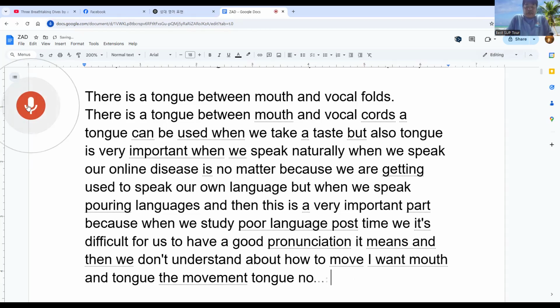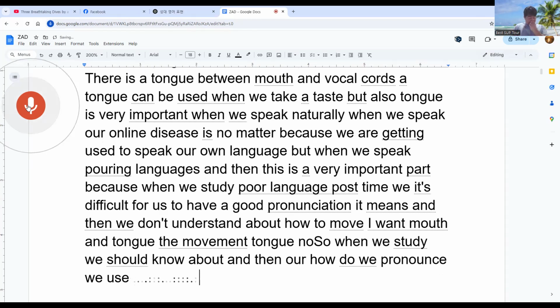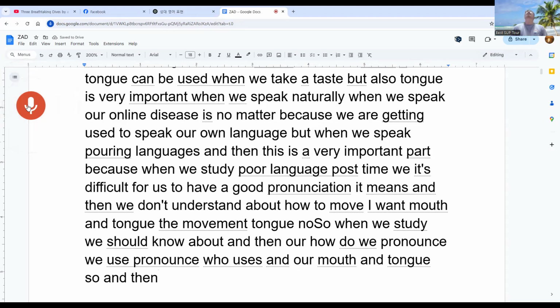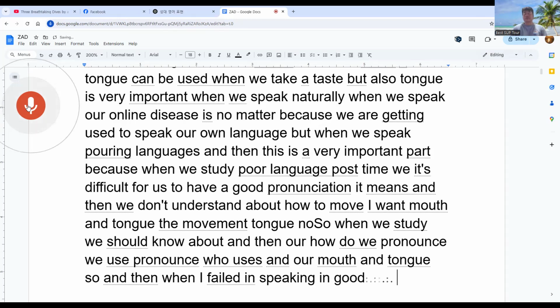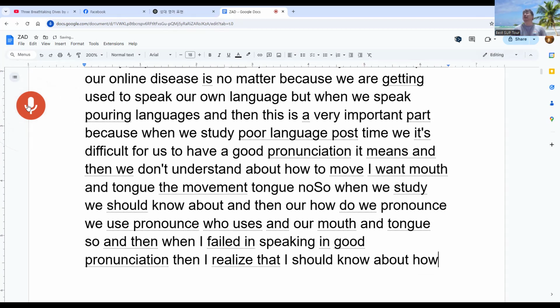So, when we study, we should know how we pronounce. We pronounce using our mouth and tongue. So when I failed in speaking with good pronunciation, I realized that I should know how the native speaker moves their mouth.